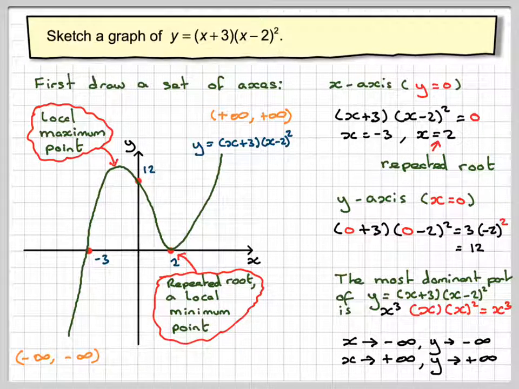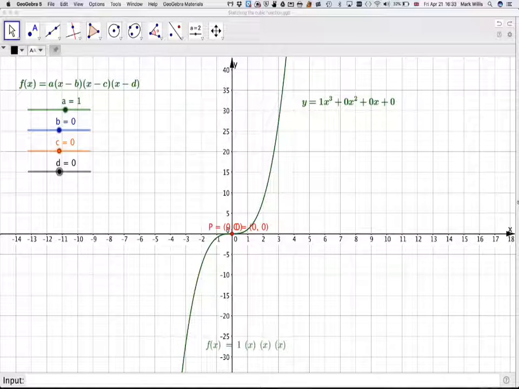Now we can look at this using the GeoGebra applet, and I'll attach the link to the GeoGebra applet in the notes of this video. So go to the GeoGebra applet. Here we have just the general curve of y equals x cubed. All these are at 0 at the moment. And therefore I'm going to make b minus 3.